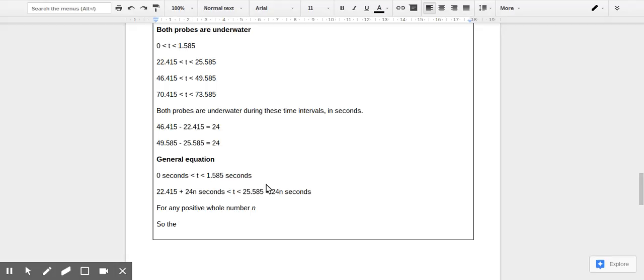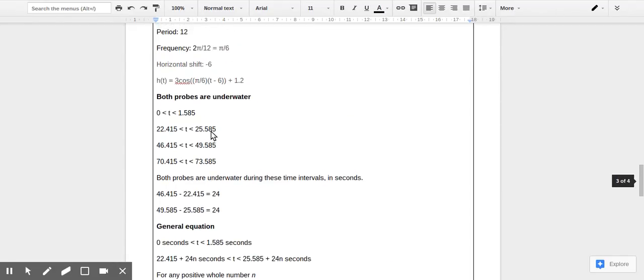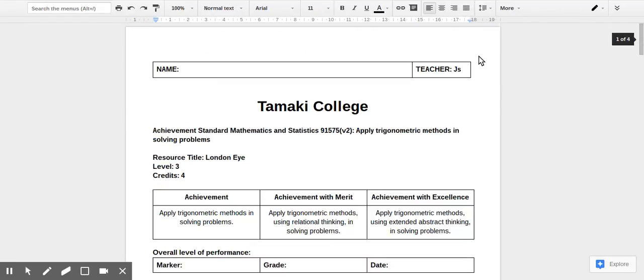So the probes are both underwater every 24 seconds from the time interval above. Something like that you could say to finish your question. And that would be this question solved.